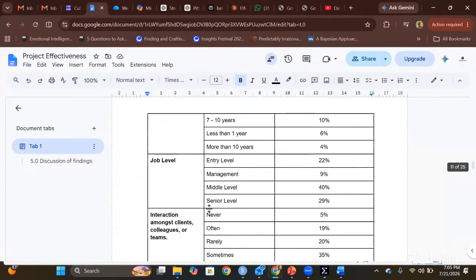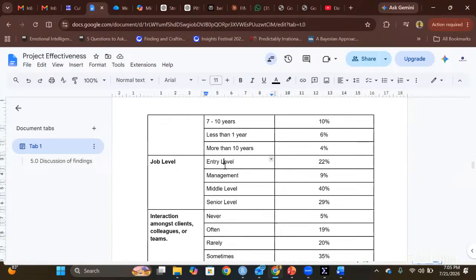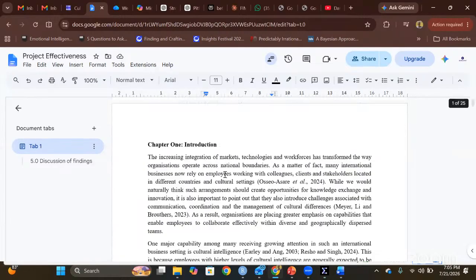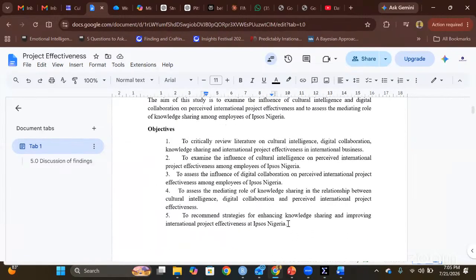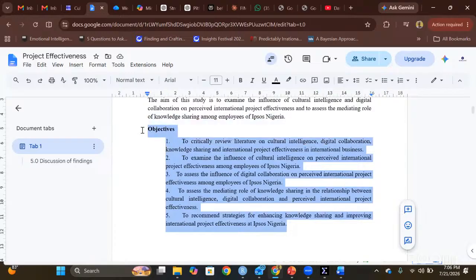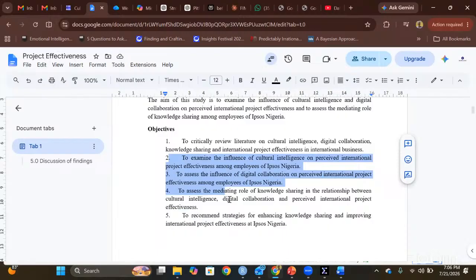Exactly. So actually, you are going to do everything, because from what we have said so far, look at chapter 1. This is chapter 1, and these are the objectives. From the objectives, that's where we get the questions from. The questions are from 2 to 4, right? Yeah. Now, it says influence of cultural intelligence on perceived project effectiveness.